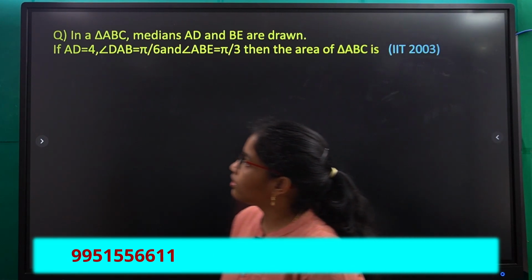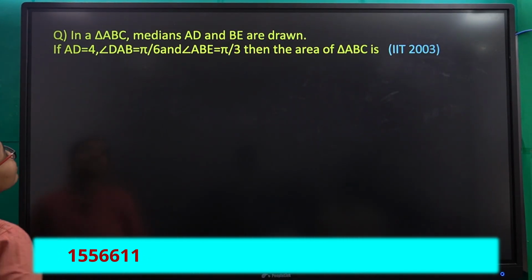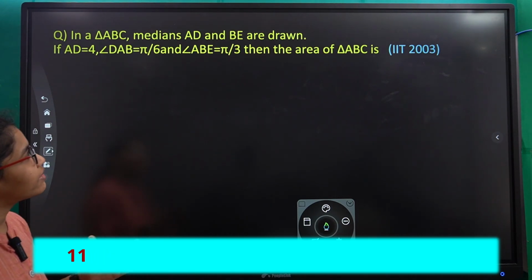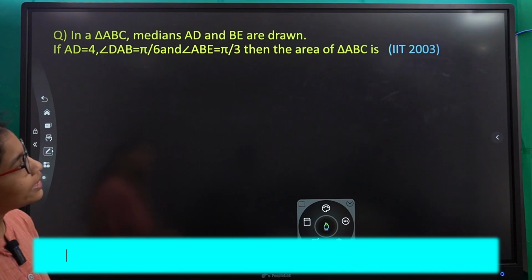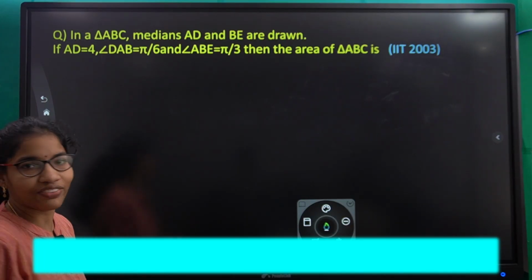I have one question. So in triangle ABC, medians AD and BE are drawn. So AD is 4, angle DAB is pi by 6, angle ADE is pi by 3. Then the area of triangle ABC is, this is a 2003 IIT question.